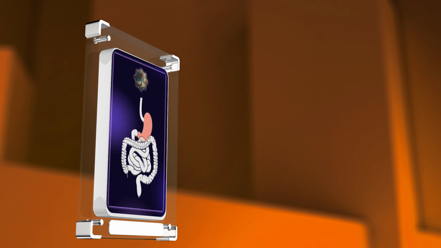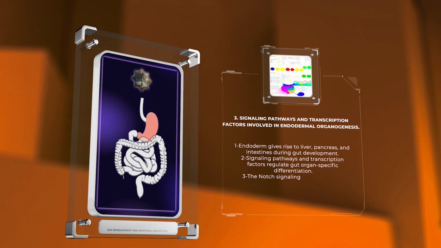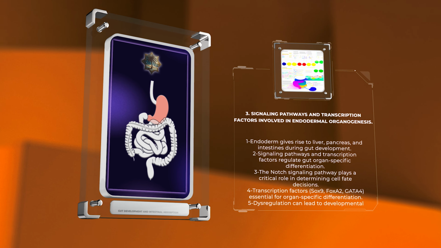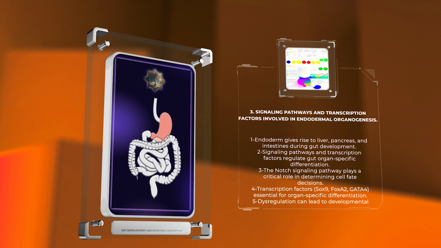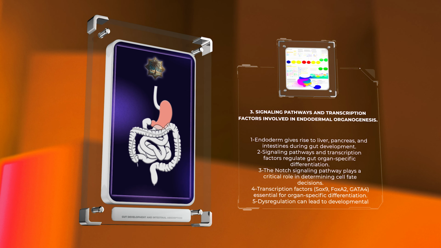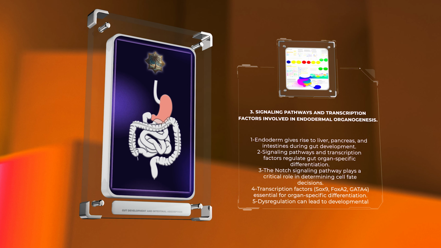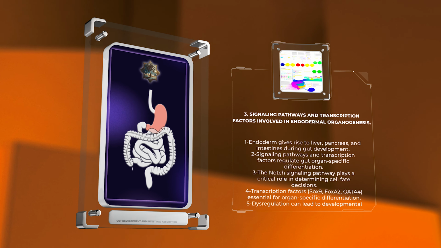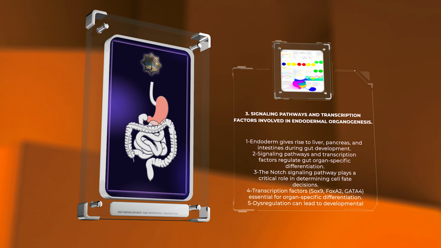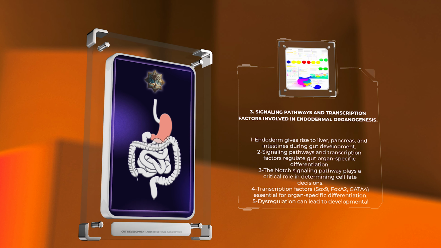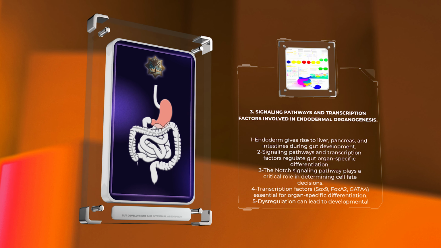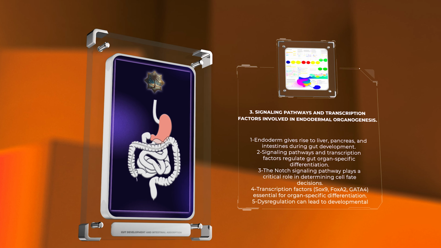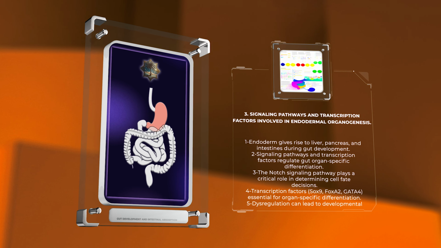During gut development, the endoderm gives rise to various organs, including the liver, pancreas, and intestines. This process is tightly regulated by a network of signaling pathways and transcription factors. For example, the Notch signaling pathway plays a critical role in determining cell fate decisions within the endoderm. Transcription factors, such as SOX9, FOXA2, and GATA4, are essential for organ-specific differentiation and function. Dysregulation of these signaling pathways and transcription factors can lead to developmental anomalies and diseases, highlighting the importance of understanding their intricate mechanisms.